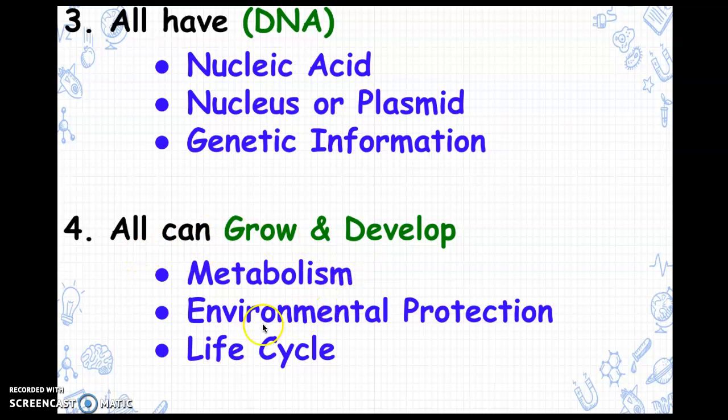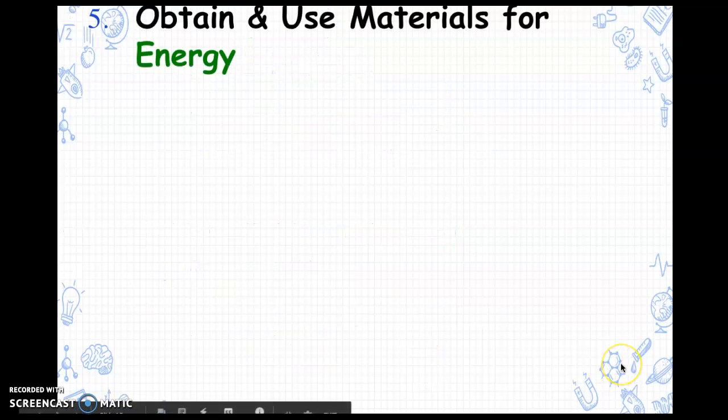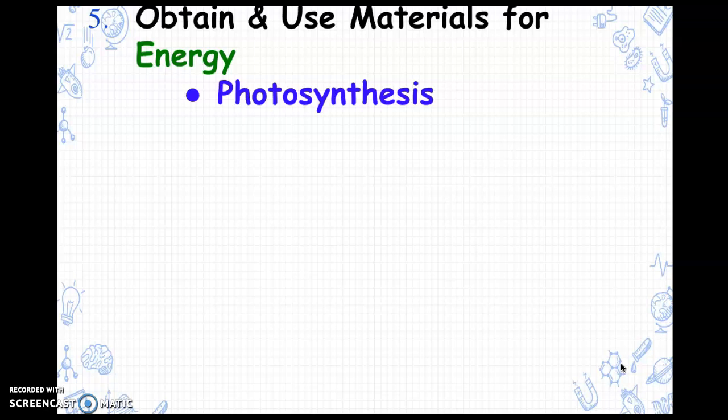All cells, or all living things, must grow and develop. They have a metabolism, they protect themselves from their environment in some way, and they have a life cycle. They also need to obtain and use materials, food, water, for energy. Plants use photosynthesis to make sugars and ATP. Animals use respiration to break down sugars and use oxygen to obtain energy.